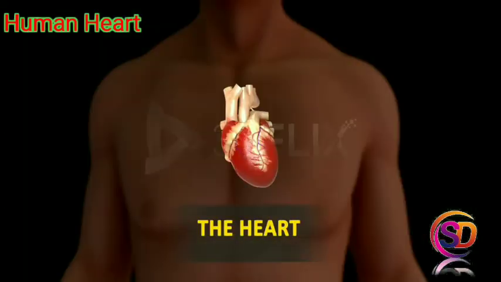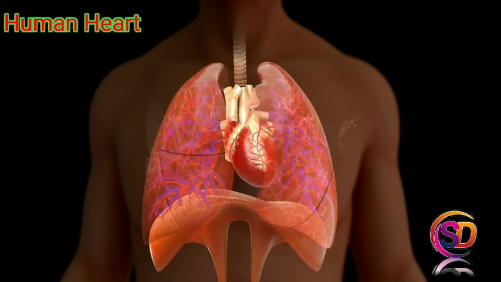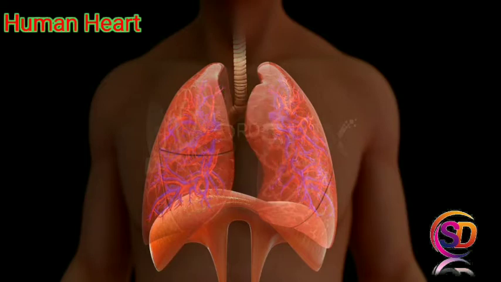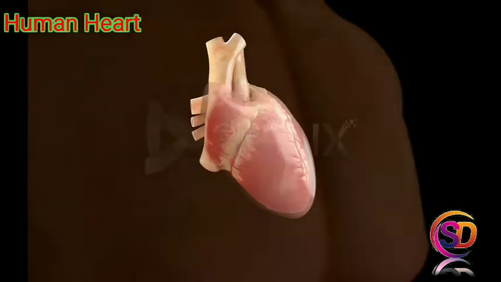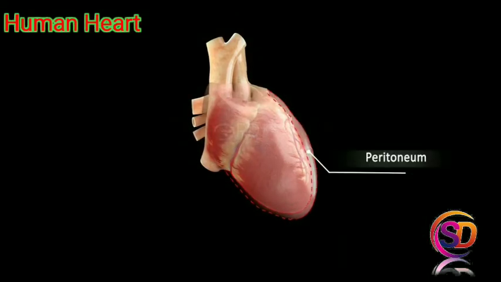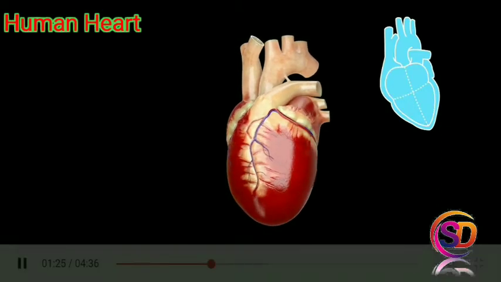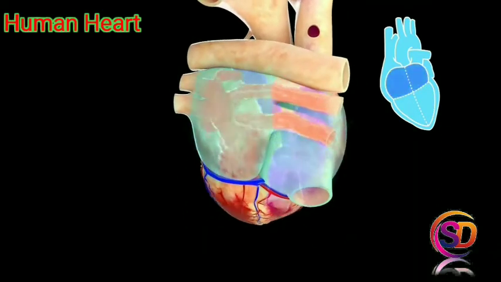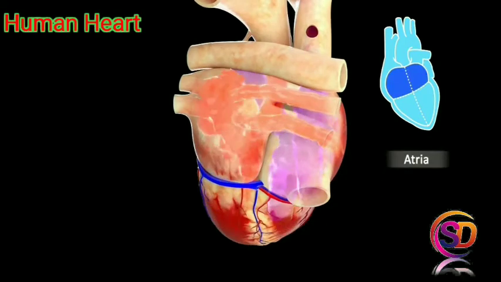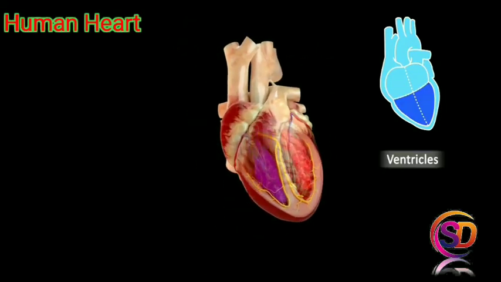The heart. The heart is the muscular pumping organ. It is located in the thoracic cavity, in the mediastinum, which is the space between the lungs. It is enclosed in a double-walled sac called peritoneum. The heart in human beings is four-chambered. It consists of two upper receiving chambers called atria and two lower, larger pumping chambers called ventricles.